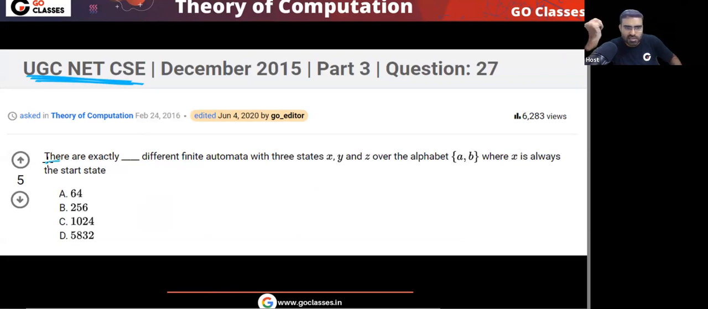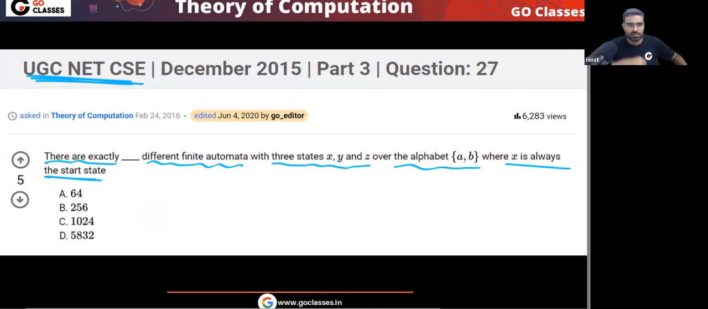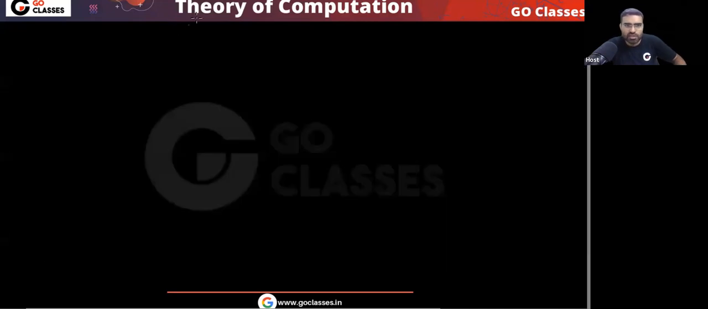The question is asking, there are exactly these many different finite automata with 3 states x, y, z over the alphabet a comma b, where x is always the start state. So this is the question. The question is asking how many finite automata are there. Okay, so let's do the complete analysis. Don't worry, we are going to do the complete analysis of this question. Don't worry.